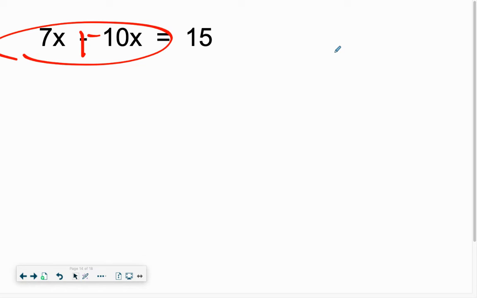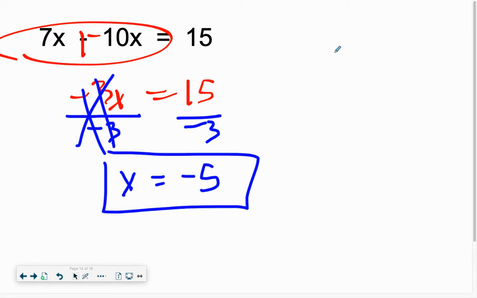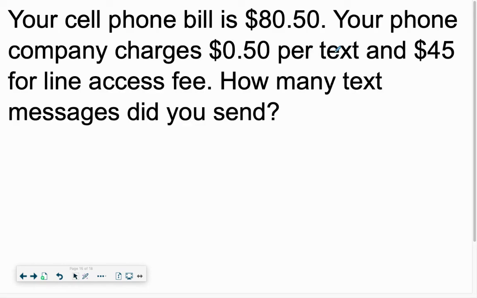I'm going to combine these like terms. Careful with the mental math. That gives us a negative 3x equals 15. Since, again, there's no adding or subtracting, I'm going to focus right here. Get rid of that negative 3 that's touching the x by dividing both sides. Because then the negatives are gone, the x stays. That's all that's left on the left side. X equals negative 5. This is more so what we'll be seeing later. Today's assignment is going to be like these.